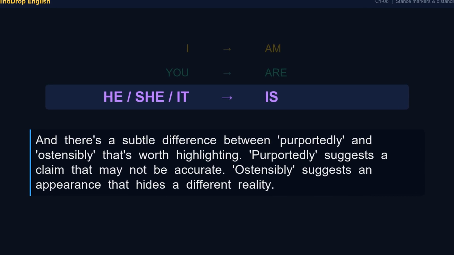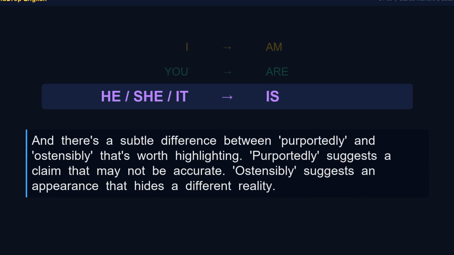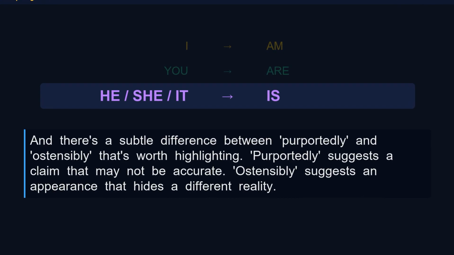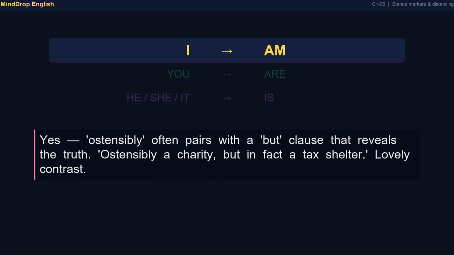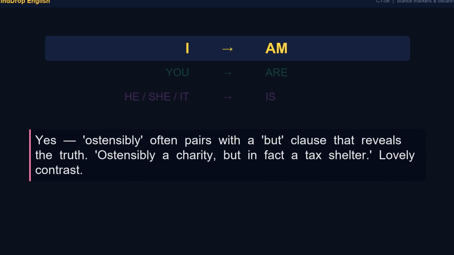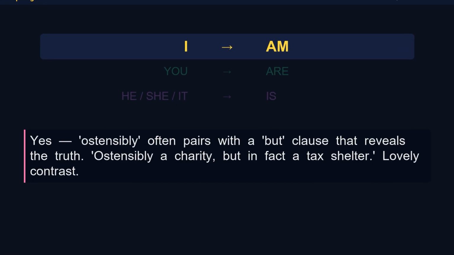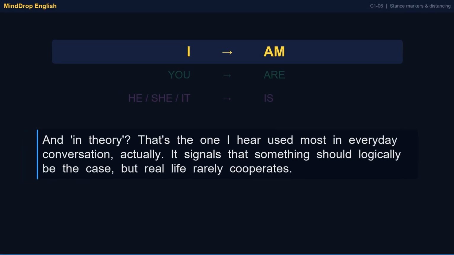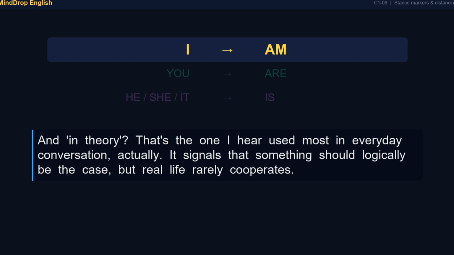Purportedly suggests a claim that may not be accurate. Ostensibly suggests an appearance that hides a different reality. Yes, ostensibly often pairs with a but clause that reveals the truth. Ostensibly a charity, but in fact a tax shelter. Lovely contrast. And, in theory, that's the one I hear used most in everyday conversation, actually.